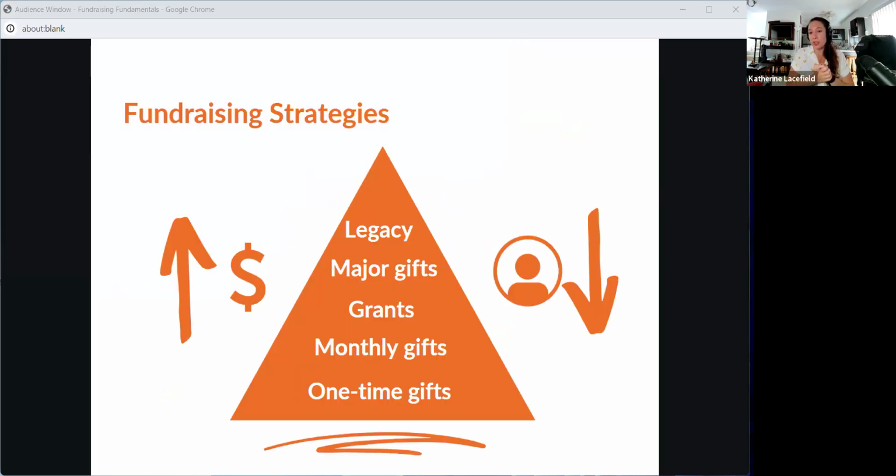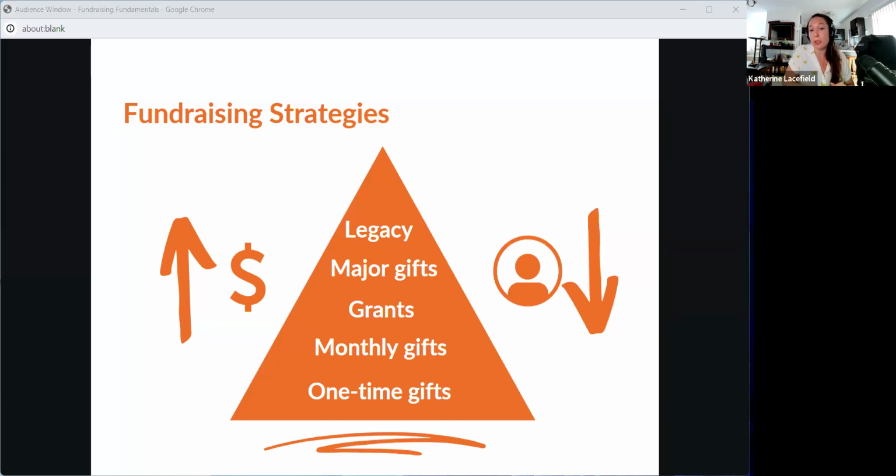So let's go straight into the different fundraising strategies, or types of fundraising, and the types of donors. We talked a lot about this donor pyramid. No, it's not a pyramid scheme. Don't worry, we're just talking about how we're bringing up people. The pyramid is just because the base of your pyramid, the one-time gifts, is really going to be the strongest, where you have the most people.